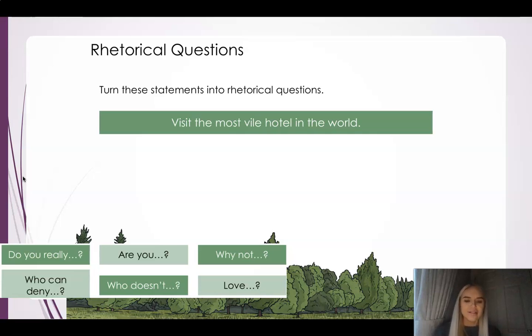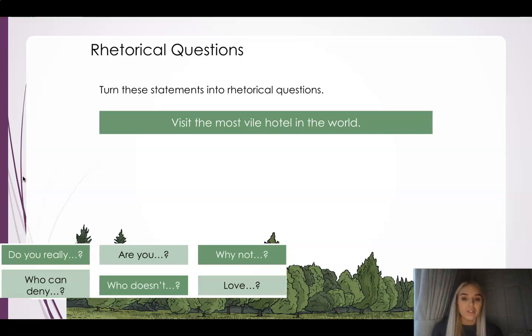Ooh. What sentence starter could we use? Could we use, do you really? Well, you could say, do you really want to visit the most vile hotel in the world? Could we use, why not? Why not visit the most vile hotel in the world? Who doesn't? Who doesn't want to visit the most vile hotel in the world? All of those can be turned into rhetorical questions.